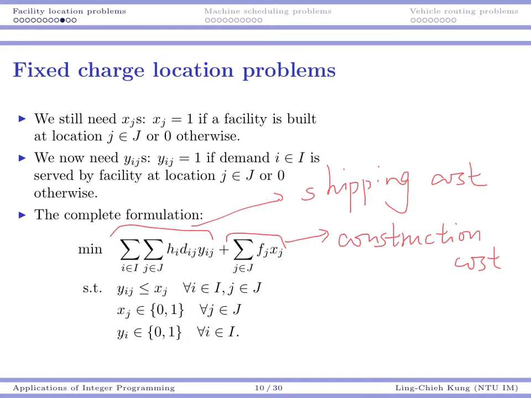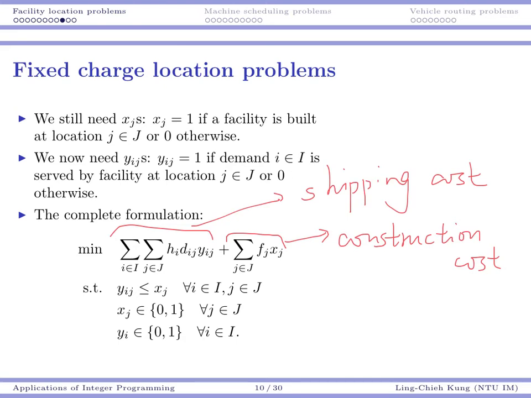And once you do that, your Yij would be 1. Then you need to pay the cost, Dij, the unit shipping cost, and Hi is the total demand there. So you need to multiply Hi with that particular Dij to get your total cost. Very quickly you realize that one constraint is missing on the slides.